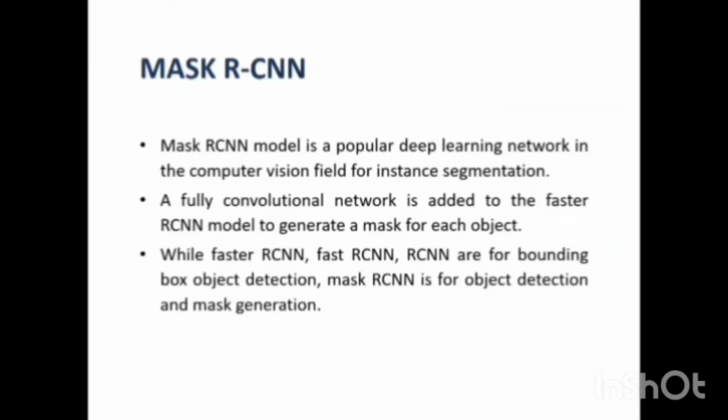Mask RCNN model is a popular deep learning network in the computer vision field. It is used for instance segmentation. A fully convolutional neural network is added to the Faster RCNN model to generate masks for each object. So methods like Faster RCNN, Fast RCNN, and RCNN are used for bounding box object detection, whereas Mask RCNN is for object detection and mask generation. It means Mask RCNN detects the object, draws a bounding box, and applies a mask on the object.